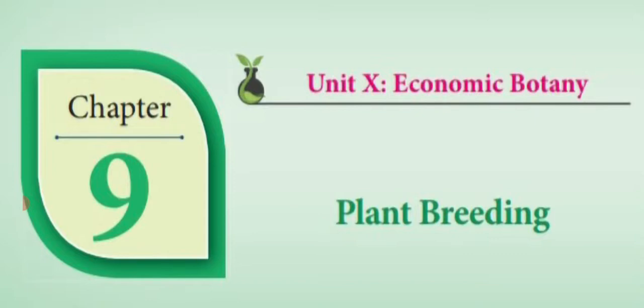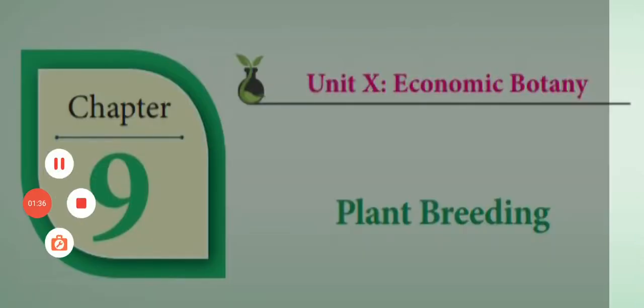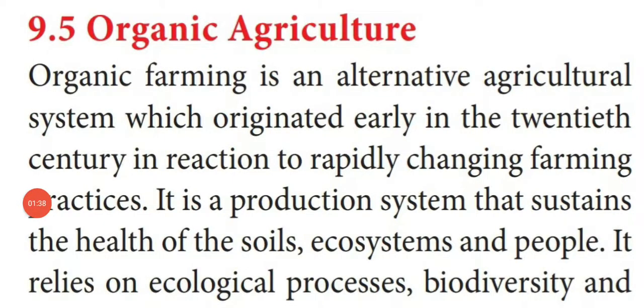Then how we can increase the soil fertility and also maintain the environmental condition without pollution. That branch of botany is known as plant breeding. In this video, we are going to see the different plant breeding methods and their advantages. Dear students, first we are going to see the topic organic agriculture.